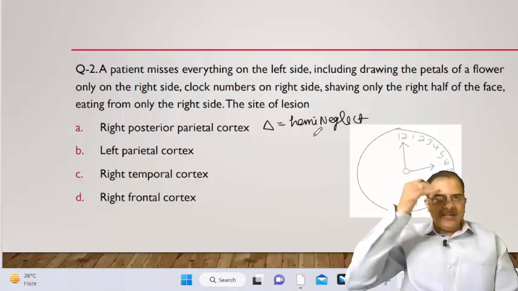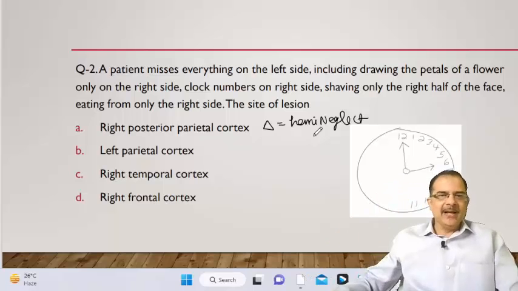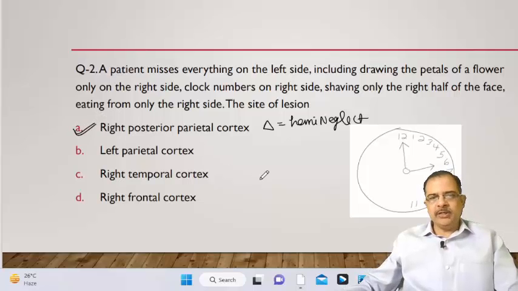So that means that the lesion will be on the right side, and that will be a parietal area. So the answer here will be right posterior parietal cortex. Left parietal will not cause this side lesion. Temporal and frontal cortex are not involved with the diagnosis of hemi-neglect.